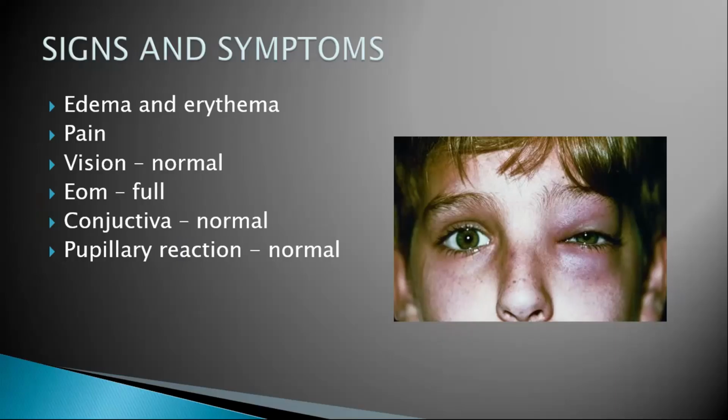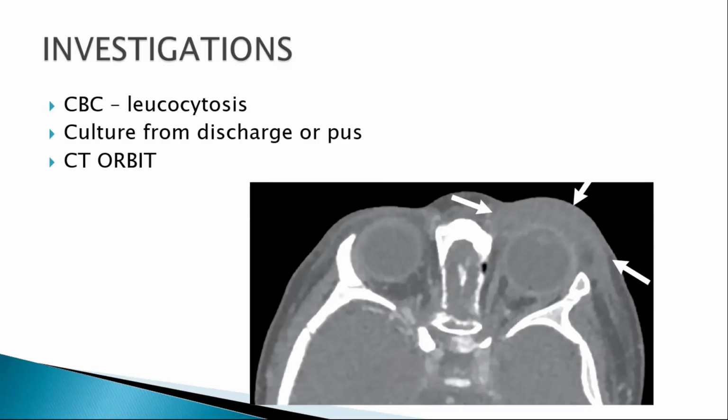Signs and symptoms: most commonly edema and erythema of the skin around the eye. Pain is rarely present, not very severe, it will be mild. Vision, extraocular movements, and the rest of the conditions will always be normal. Most of the time the treatment is oral antibiotic, started empirically. Investigations are not needed always, but when done, complete blood count could show leukocytosis. Culture is usually not needed, but if there is some discharge or pus from the lesion, it can be taken.